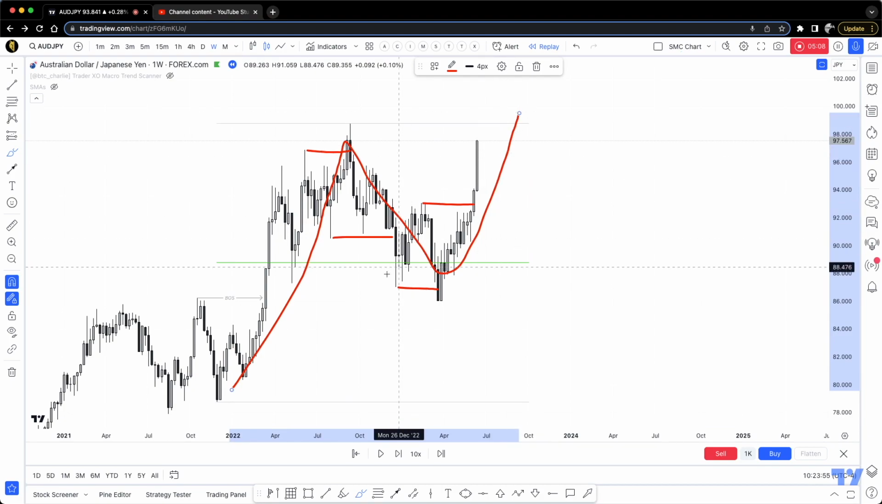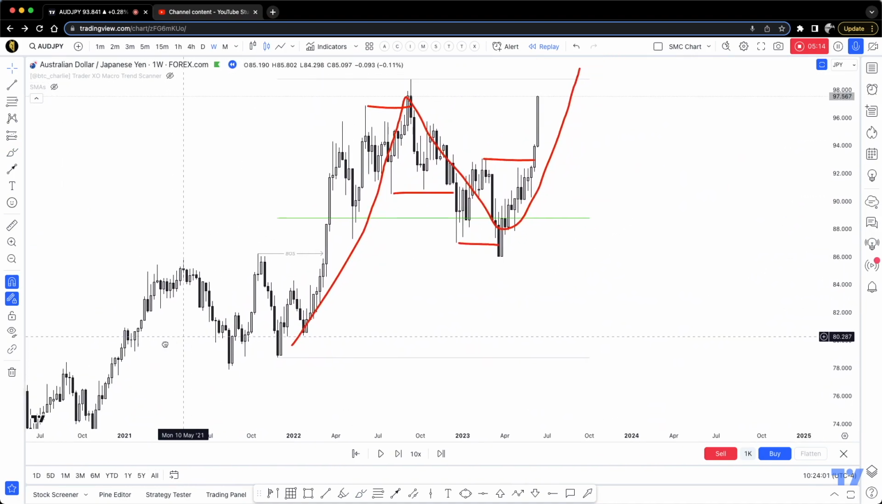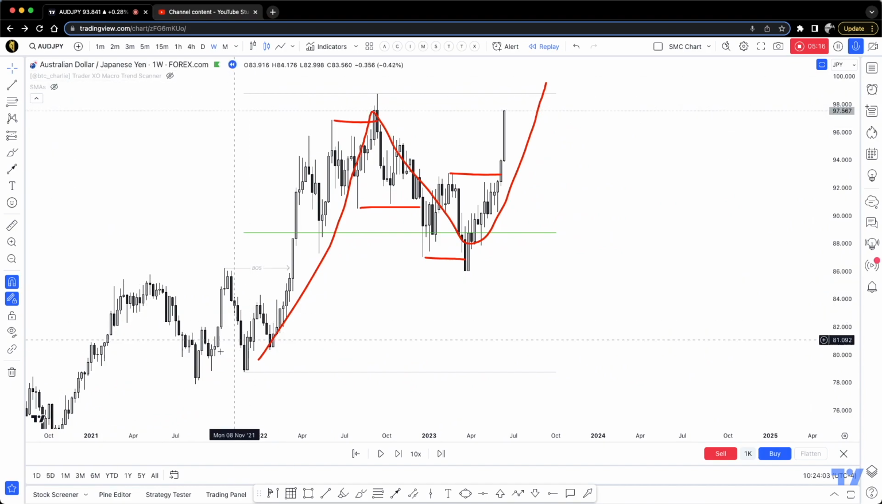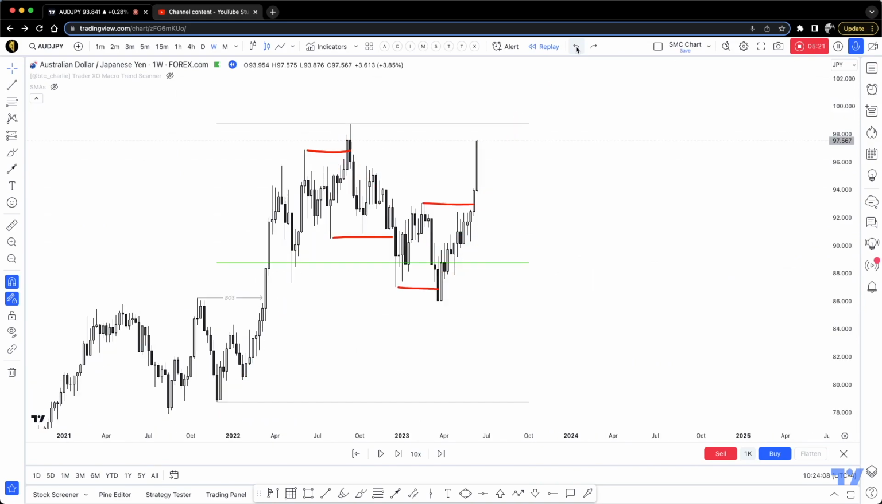Overall, where is the trend going? Look at where it's going. The trend is actually coming from here. So we are bullish overall on the weekly. So our JPY is bullish on higher time frames.